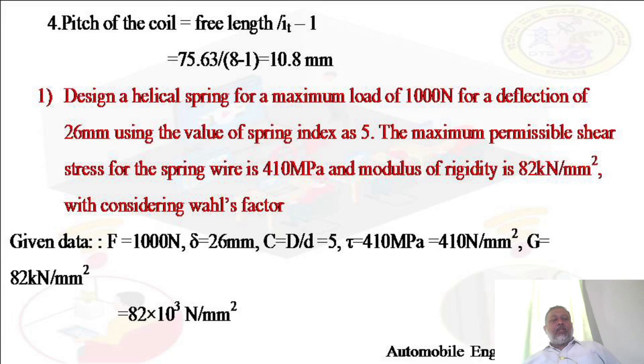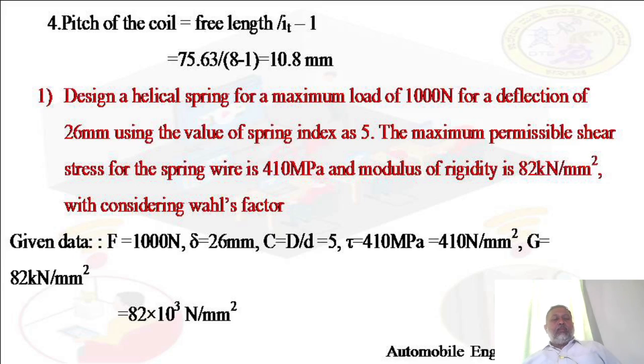So after having this, we go for pitch of the coil. It is given by free length by I total minus 1. I total is 8, minus 1, so 75.63 divided by 7 is 10.8, the pitch of the coil.